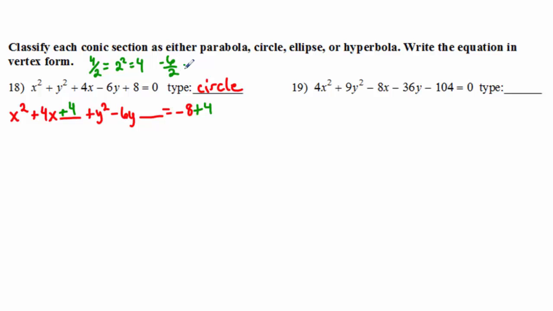Same thing with the -6. I'm going to divide by 2 and then square it. So that gives me 9 and 9. So now I'm ready to factor. What multiplies to get 4 and adds to get 4 is 2. And what multiplies to get 9 and adds to get -6 is y minus 3. Then I add these numbers on my right side, and I get 5. If I was going to graph this, this would be unpleasant because that would be a radius of square root of 5, but we don't have to graph it, so we're good.